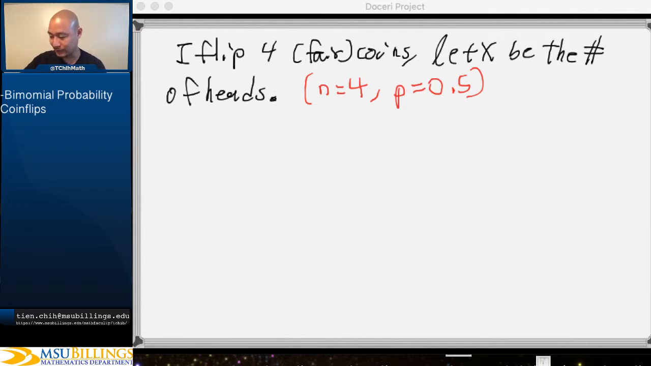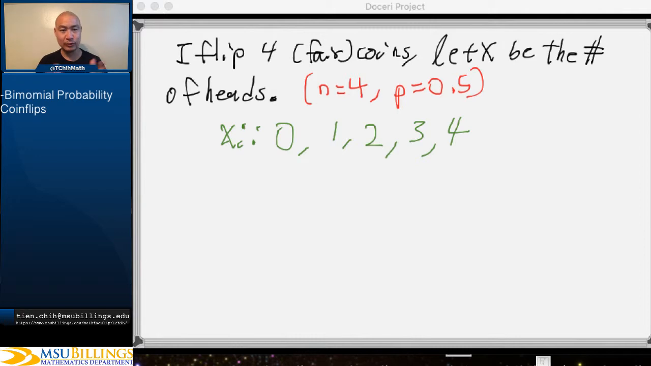Regardless, let's talk about what the various xi are. What are the candidates for the values that x could take on? Well, you could get 0 heads, all tails. You could get 1 heads. You could get 2 heads. You could get 3 heads, and you could get 4 heads. Those are the things that can happen. And so, why don't we just brute force write out all the different possible 4 coin flips?